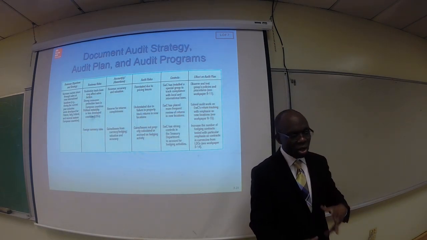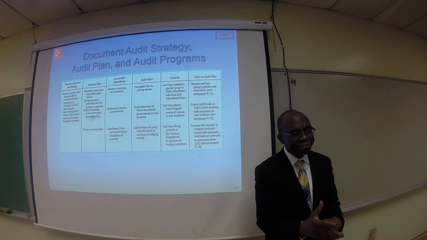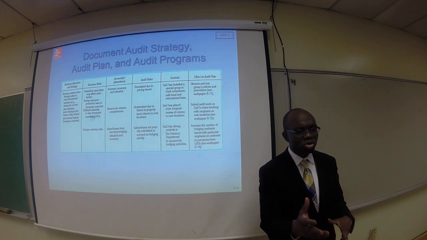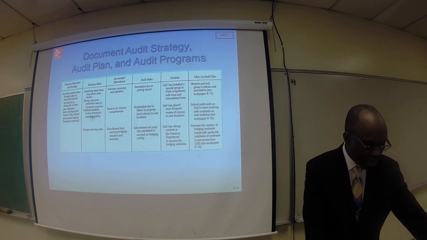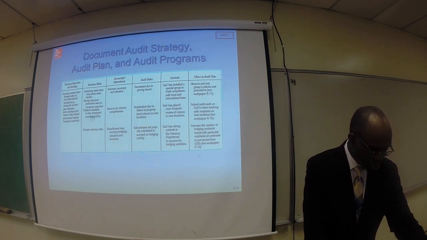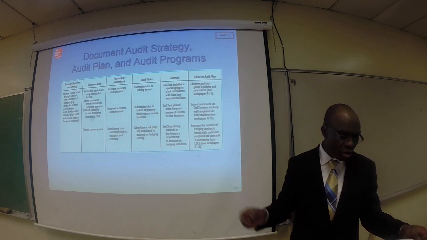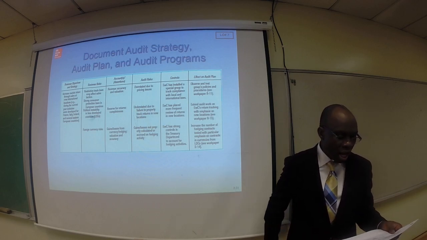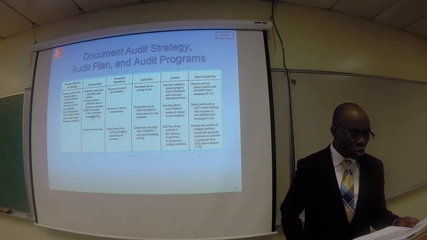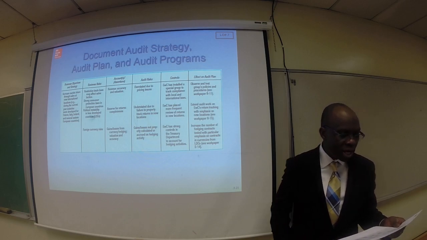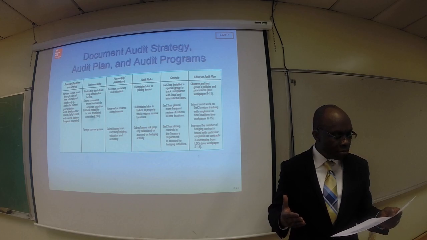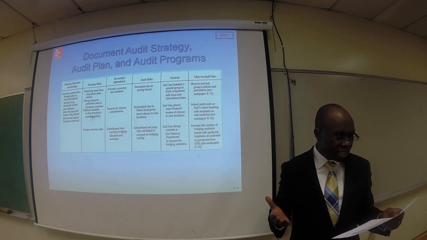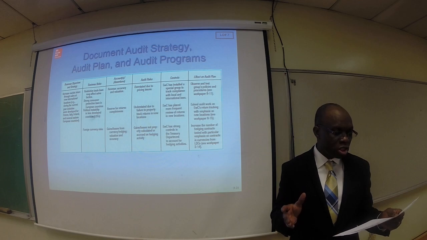Now let's take a look at a sample of documentation of audit strategy, audit plan, and audit program. I know you are not able to see this very well, but if you take a look at your textbook, let us go ahead and zero in on the last part of this documentation. Take a look at this. The second column, business risk, talks about foreign currency risk.